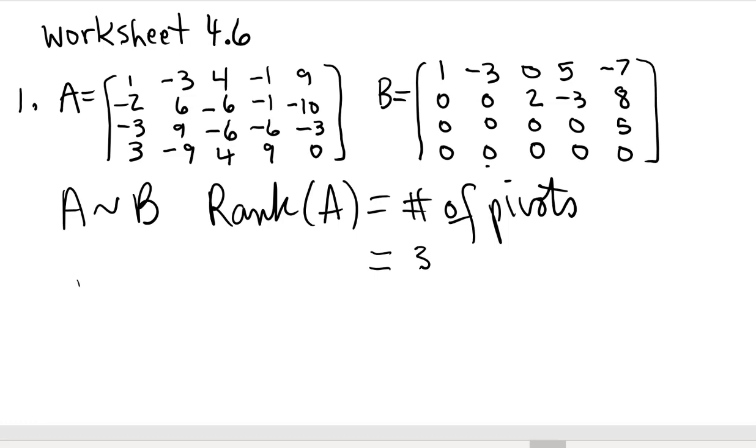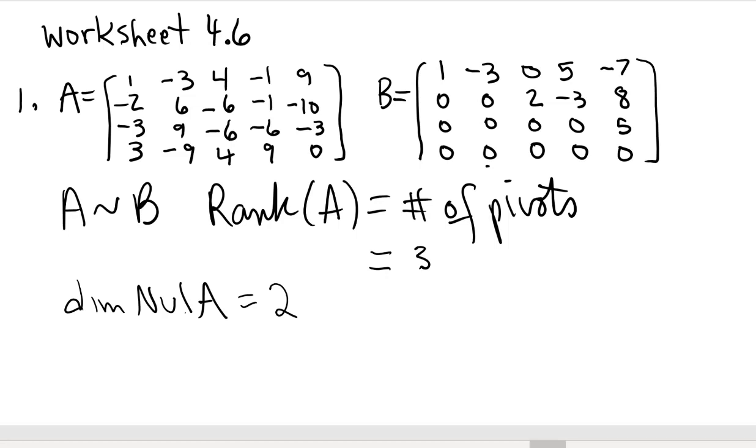The dimension of null of A, we can see that also because there's 5 columns. 3 of them are pivot columns, so that leaves 2 free variables, 2 non-pivot columns. Each one of them is going to give a vector in the span of null of A.